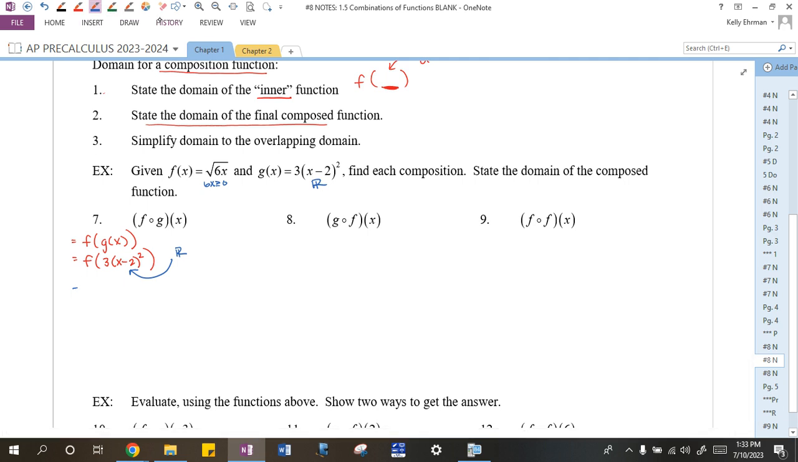Now, when I plug that expression into f of x, instead of the square root of 6x, I get the square root of 6 times 3 times x minus 2 squared. 6 times 3 is 18. Square root of 18 times x minus 2 squared. Now we have to be very careful here when we're square rooting an expression with an x in it. First of all, we're allowed to separate this. This is the square root of 18 times the square root of x minus 2 squared. So the square root of 18 is 3 radical 2.